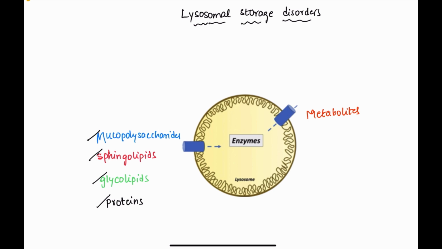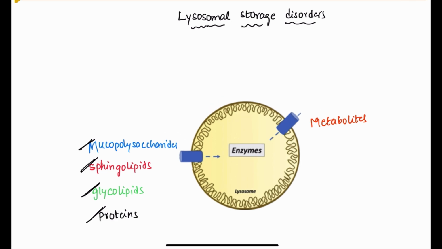The first question that arises in our mind is, what are lysosomes? What do they do? Lysosomes are cell organelles that have three main functions, which include cell membrane repair, phagocytosis, and breakdown of macromolecules like mucopolysaccharides, sphingolipids, glycolipids, and proteins by the enzymes present in them. Deficiency of these enzymes leads to lysosomal storage disorders. These are inborn errors of metabolism. Lysosomal storage disorders are caused due to accumulation of abnormal metabolic products due to enzyme deficiencies.